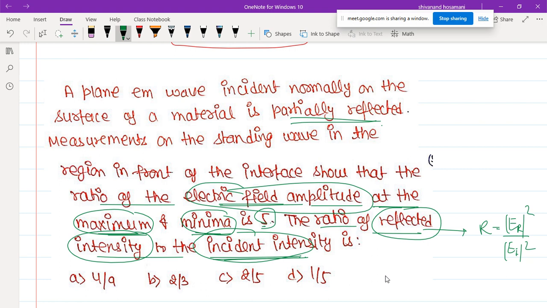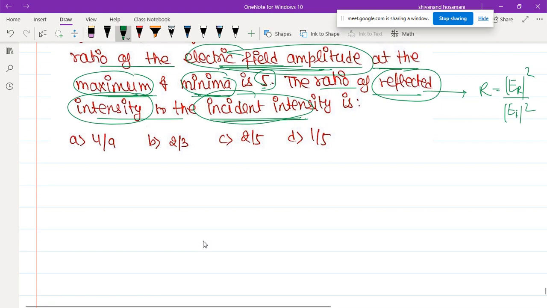In case of the reflection part, it is partially reflected. In case of reflection part, the electric field amplitude maximum ಮತ್ತು minimum ಆಗೋ ಯಾವಾಗ is given that, that ratio is 5. ಏನದು? When you get the maximum intensity, if both amplitudes are added, that is intensity of the incident light plus intensity of the reflection, that gives the maximum intensity in reflection part.